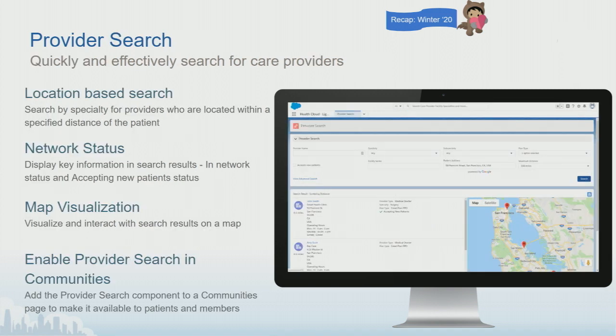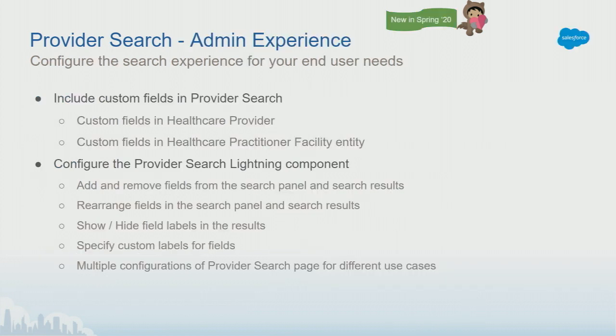And also in Winter 20, we had the provider search capability, where you can do a search on top of the provider data model. You can search by location. Again, you can search by network status. Is the provider in network or out of network? By specialties, subspecialties, and so forth. Visualize the search results in the form of a list as well as on a map. And really also expose this capability directly to your end patients and members through a community portal. So that's just a quick recap of what was delivered in the Winter 20 release.